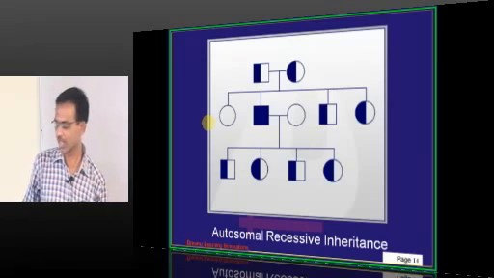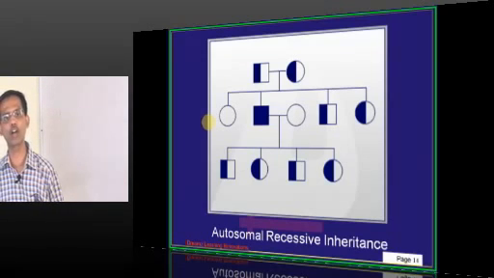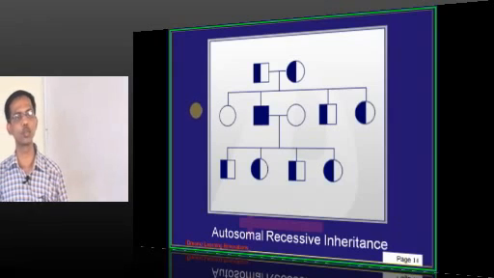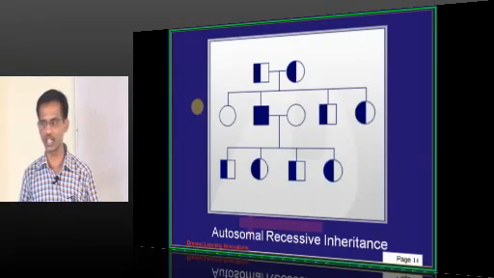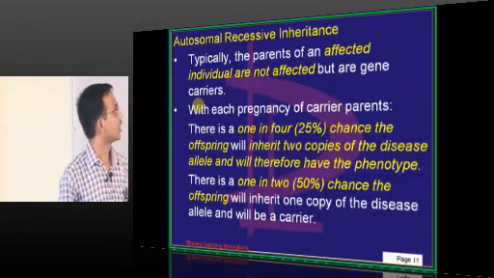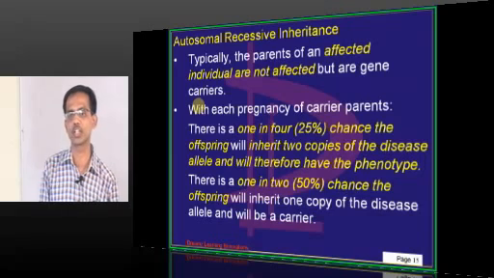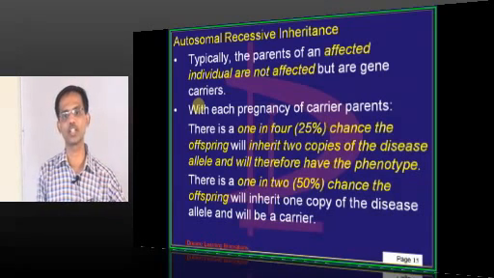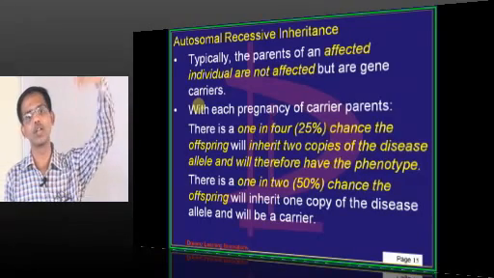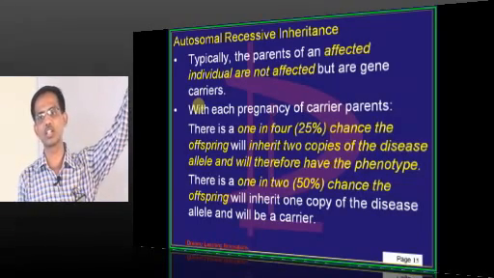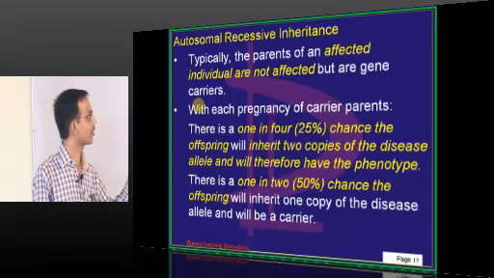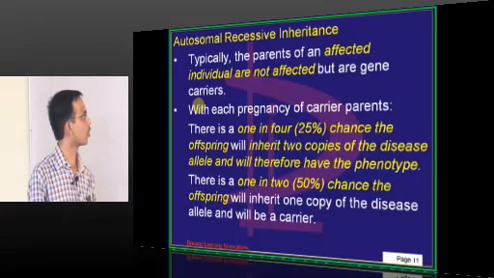Okay. Autosomal recessive inheritance. Across the population, both males and females are equally affected because it has nothing to do with the X-linked inheritance pattern. The parents of an affected individual are not affected. So this means what generations are there? Skip generations are there. In autosomal recessive, there will always be generations which are skipped. So the previous generation is not affected, the third generation, fourth generation is affected. With each pregnancy of carrier parents, there is a 1 in 4, 25% chance.